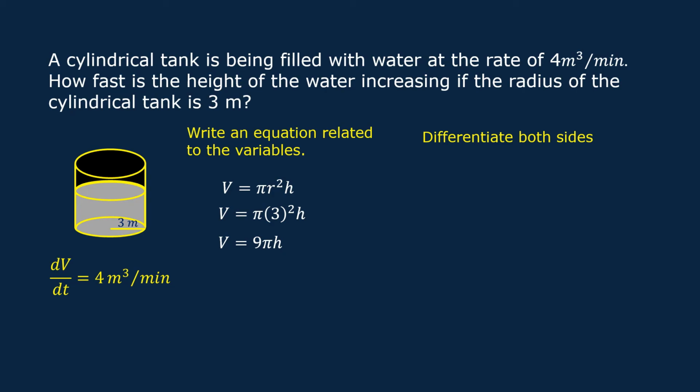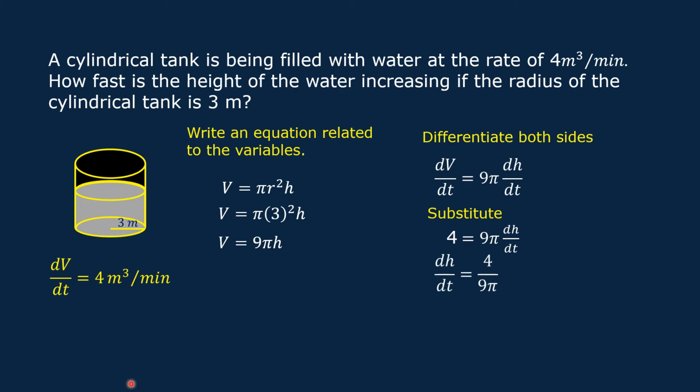Let us now differentiate both sides of the equation. So we have now dV over dt is equal to 9 pi dH over dt. And then we substitute 4 for dV over dt. So we have now 4 is equal to 9 pi dH over dt. And then we solve for dH over dt by dividing both sides of the equation by 9 pi. So we have dH over dt is equal to 4 over 9 pi.